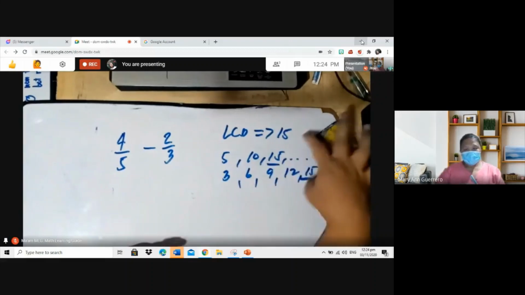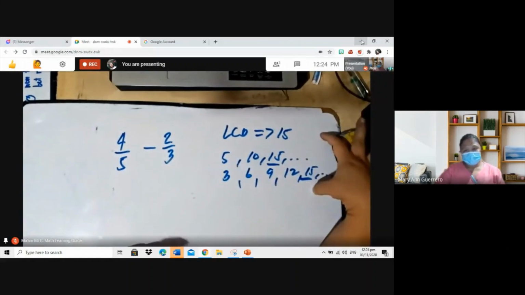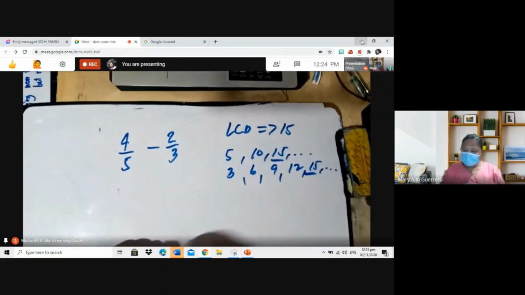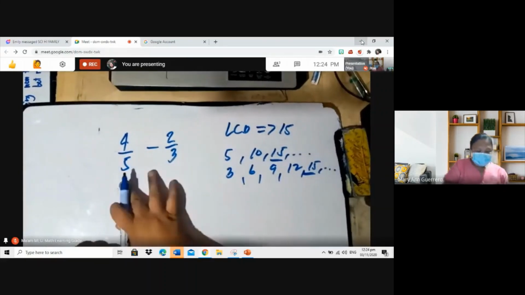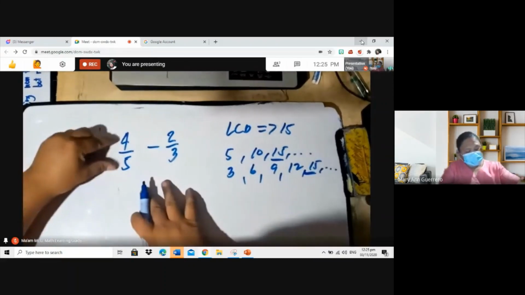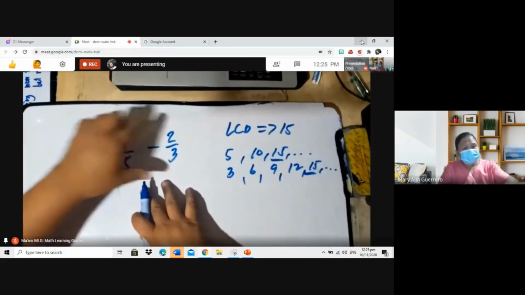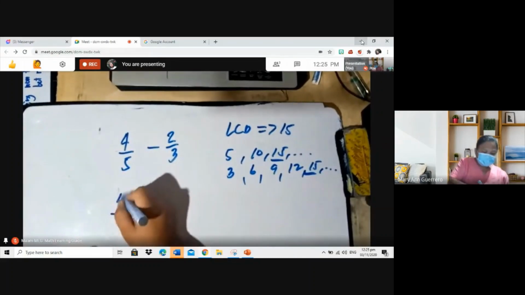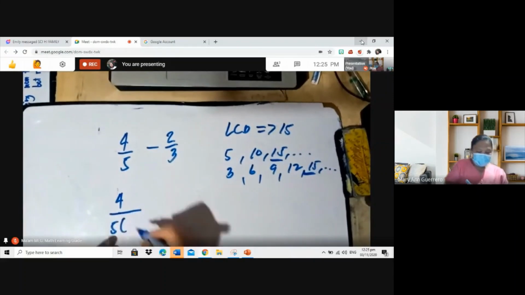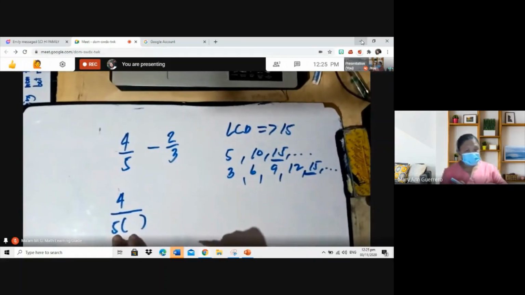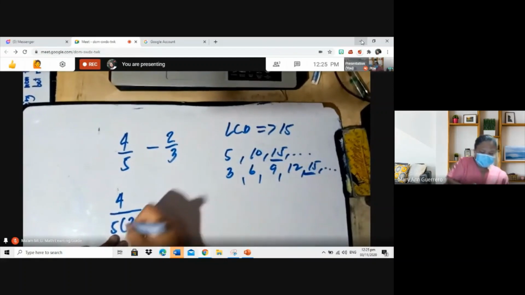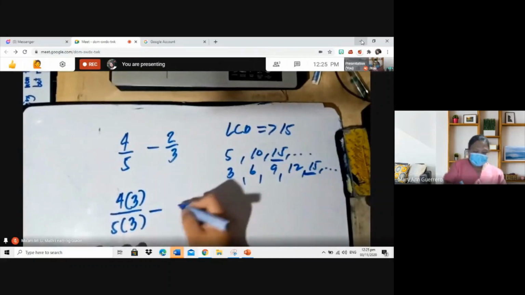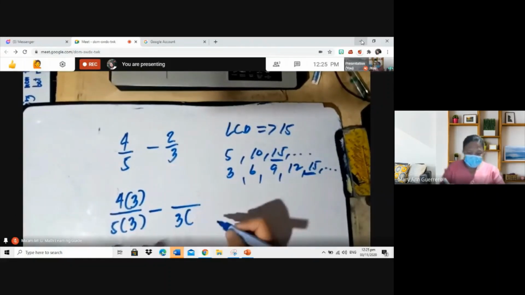Again, dalawang paraan para makuha yung LCD. Now, since the LCD is 15, we will change these fractions to fractions with 15 as the denominator. So, what must be multiplied to 5? So, it will become 15. Okay, correct, 3. So, gagawin din kay numerator. Okay. So, kay 3 naman, what must be multiplied?